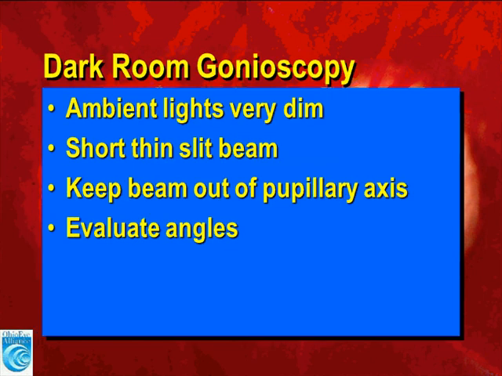In darkroom gonioscopy, it's important to keep the room lights extremely dim. We want to use a short, thin slit beam. We want to keep the beam out of the pupillary axis and use this to evaluate the angles. In this way, we can tell whether an angle may be prone to occlusion in dim lighting and therefore at risk of angle closure attack.